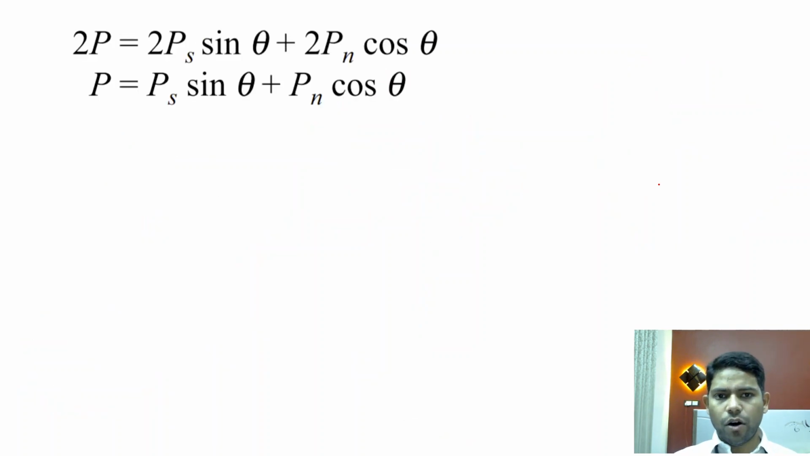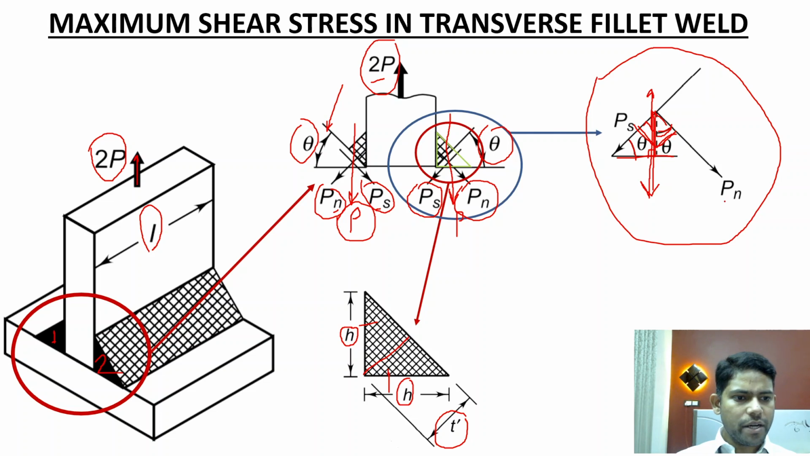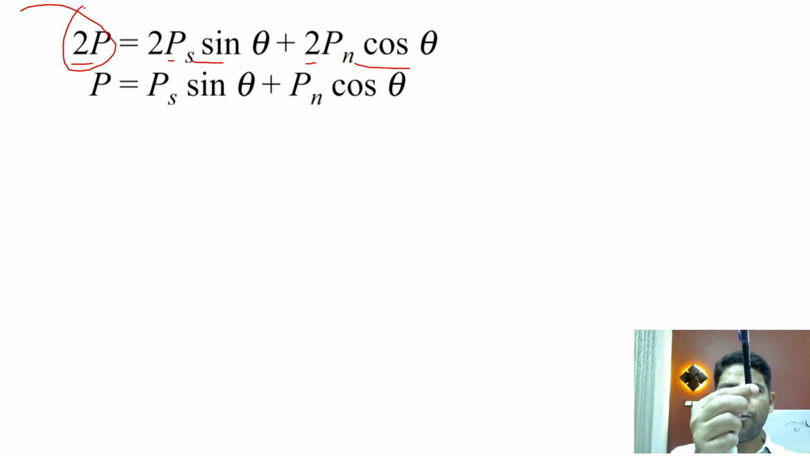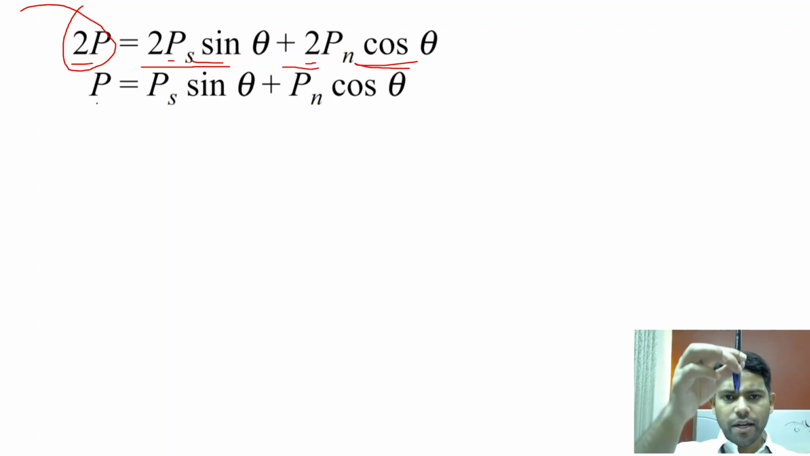Let's talk about the horizontal components of the force PS and PN, and the vertical components of the force PS and PN. So the equation written over here gives you the vertical components of the forces PS and PN, and we are equating it to 2P, which is acting vertically upwards. This force 2P is applied on the structure and acting vertically upwards, whereas 2PS sine theta and 2PN cos theta are the vertical components of the shear force and normal force.